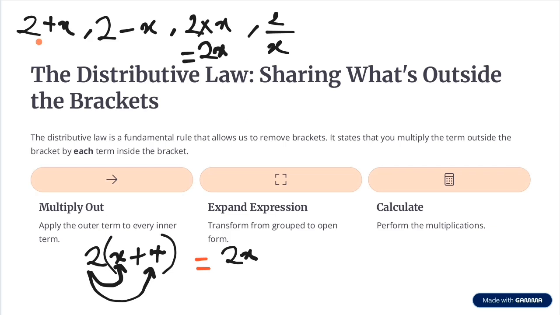2 plus x, 2 minus x remains 2 minus x. 2 divided by x remains 2 divided by x, even if you're simplifying this, right? But 2 times x is 2x. Are you with me now?